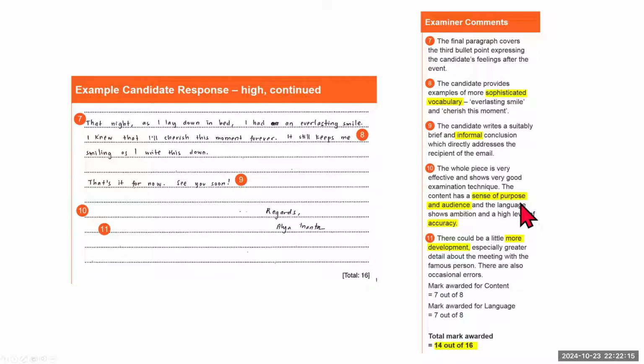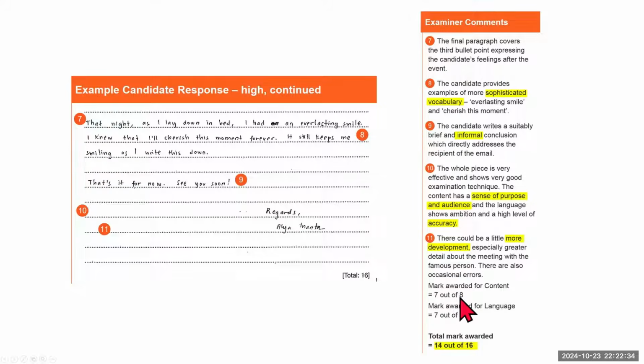The content has a sense of purpose and audience, and the language shows ambition and a high level of accuracy, so not many mistakes. There could be a little more development, especially greater detail about the meeting with the famous person. There are also occasional errors.